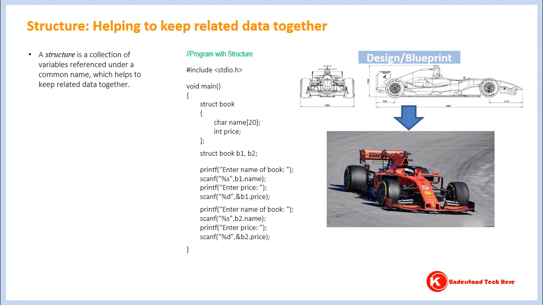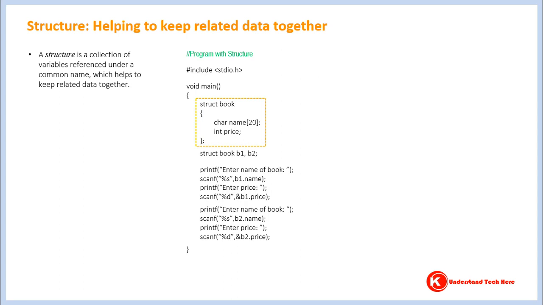This is exactly the case with structures. When we do this, nothing concrete is created. All we are doing is creating a design or blueprint. We are telling the computer that we want to create a thing called book in the future which would have two parts, name and price. Further, the part called name would have 20 locations.